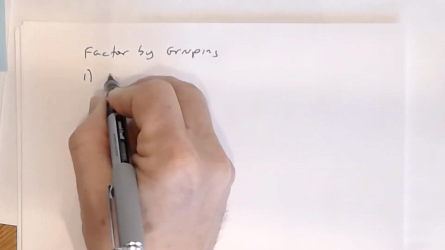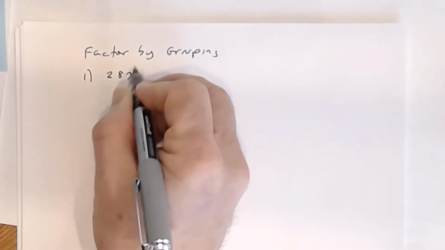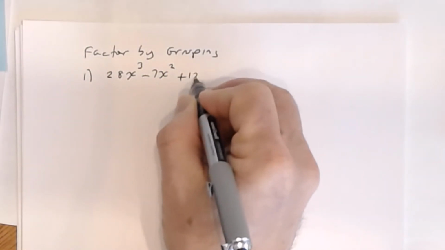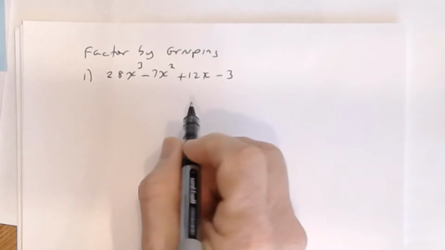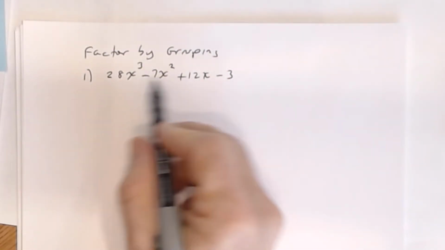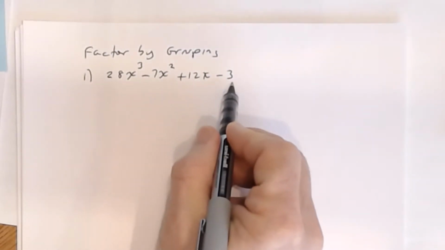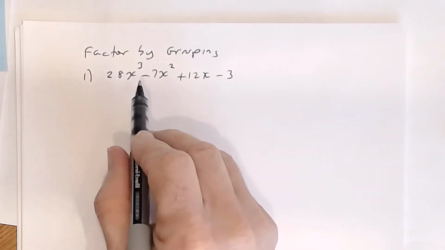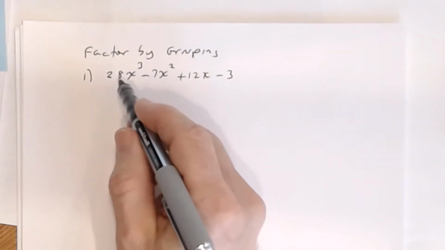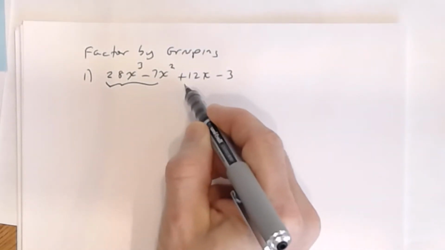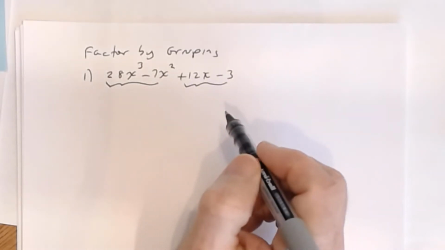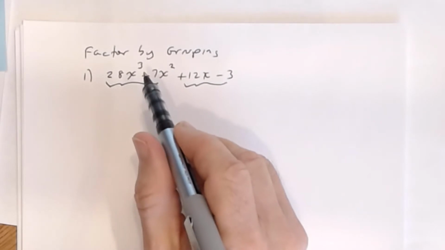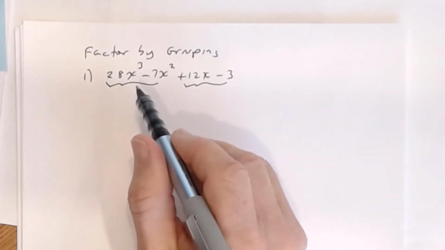So here's number one. We have 28x cubed minus 7x squared plus 12x minus 3. And so you see how there are four terms right here? 1, 2, 3, 4. So for us right now, you're going to factor by grouping. See, it says grouping. So you're going to group the first two, and you're going to group the last two. As you go through those videos, there are quite a few problems with those videos, so make sure you look at those videos as you go through these lessons.